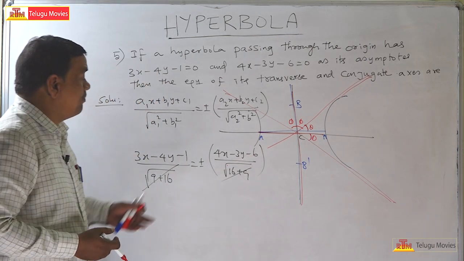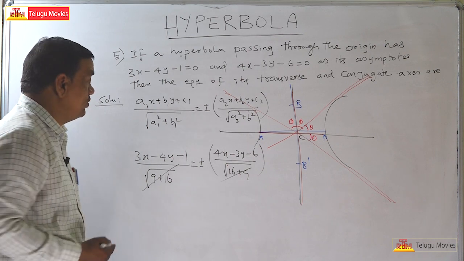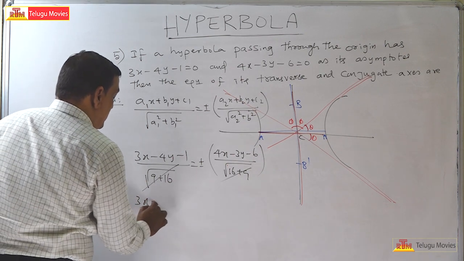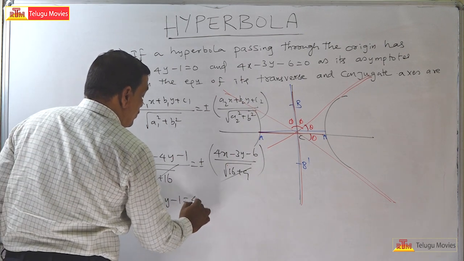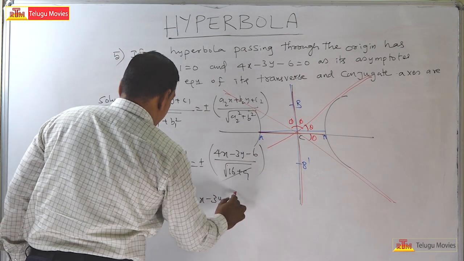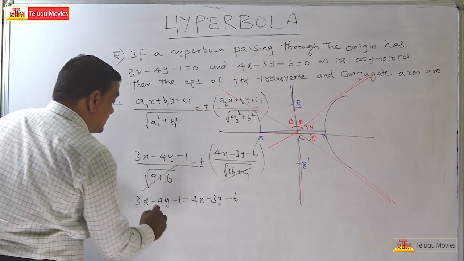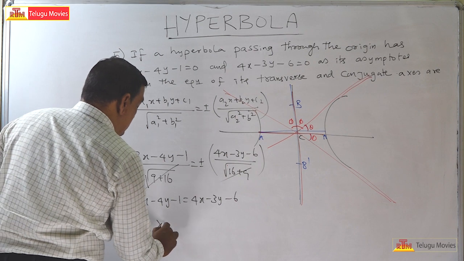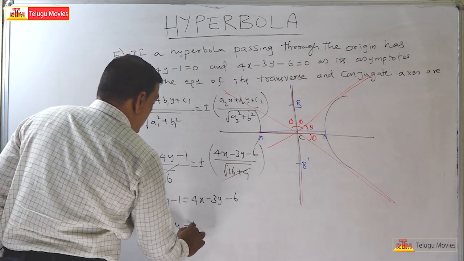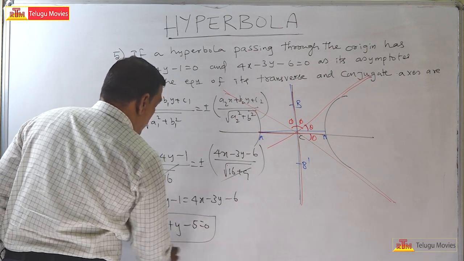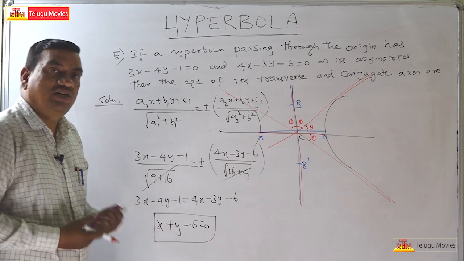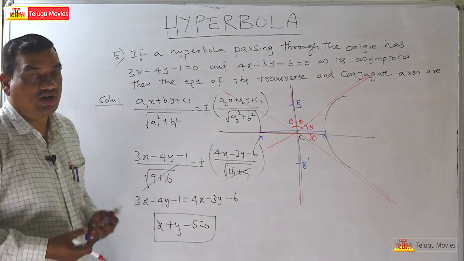Take one time plus, one time minus, you will get two equations. So this is 3x minus 4y minus 1 is equal to 4x minus 3y minus 6. Take to that side, so this is x, take to that side plus y, take to this side minus y. This is an equation of the transverse axis or conjugate axis, whatever that may be.